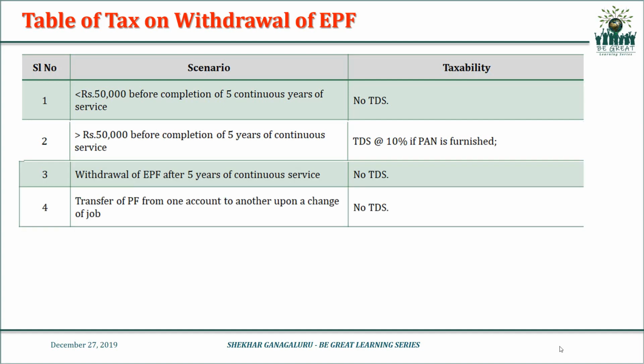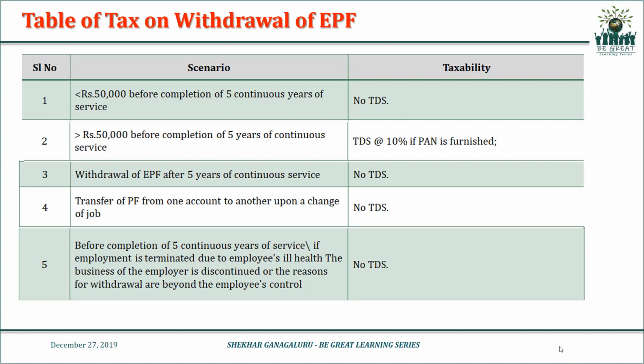Withdrawal of EPF after 5 years of continuous service: no TDS is applicable. Further, the individual need not offer the same in the income tax return, as such withdrawal is exempt from tax. Before completion of 5 years of continuous service, if employment is terminated due to the employee's ill health, the business of the employer is discontinued, or the reasons for withdrawal are not in the control of the employee, in such case TDS is not applicable. Further, the individual need not offer the same in the income tax return, as such withdrawal is exempt from tax.